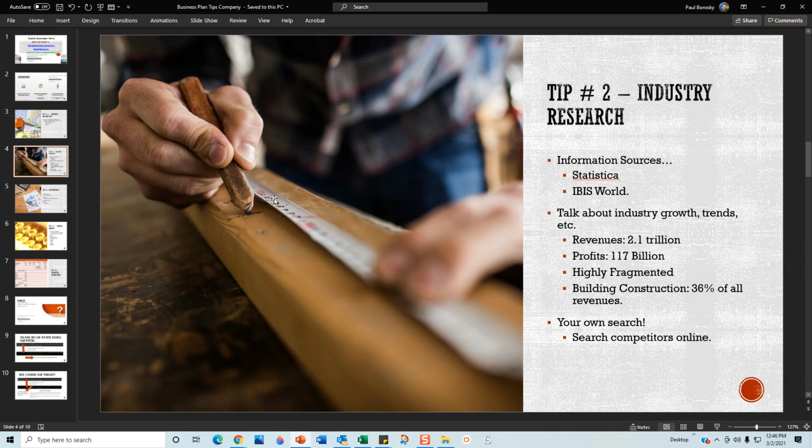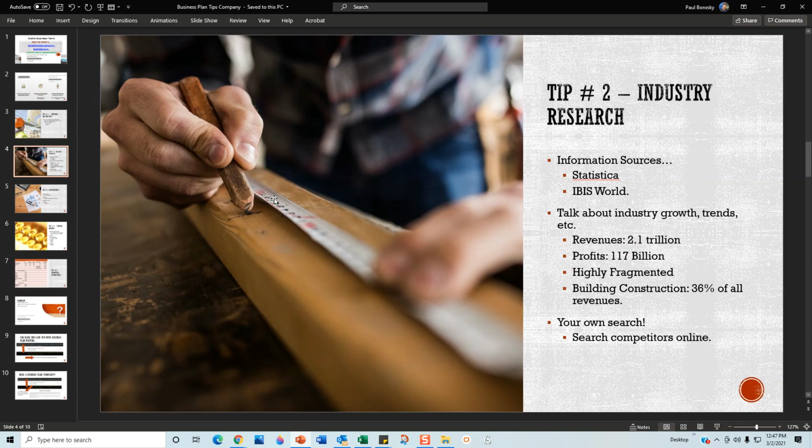Go to statistica.com, go to IBIS World, and gather some industry statistics. What are some trends? What are some statistics that are happening in your field, in the construction field, in the HVAC field, electrical, plumbing, and so on? Talk about the industry trends and the statistics. For example, right now in the construction industry, revenues are about $2.1 million. That's a whole lot of money.